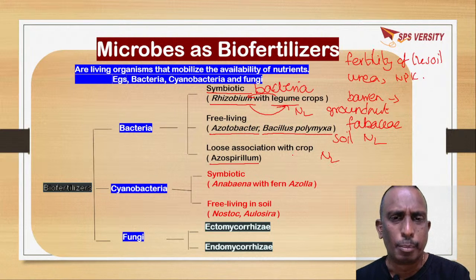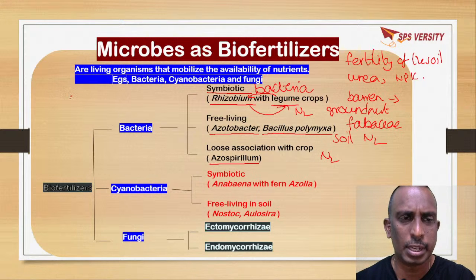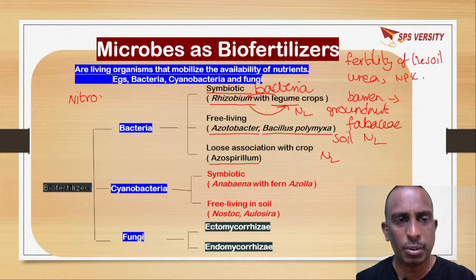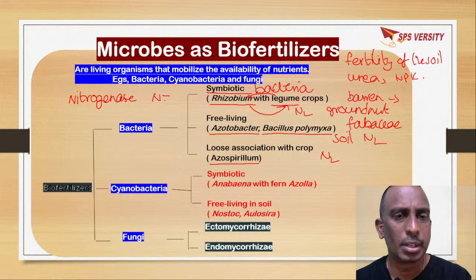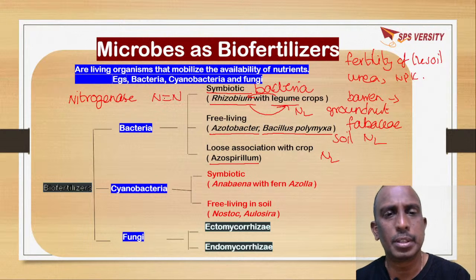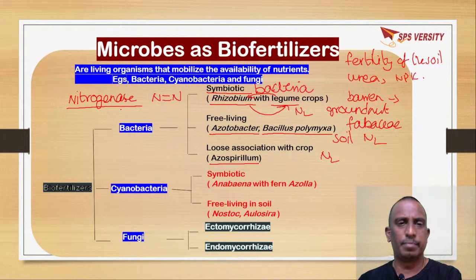So here, microorganisms can fix atmospheric nitrogen. Why? Because microorganisms have an enzyme called nitrogenase, which is not seen in plants. So plants cannot break the triple bond present between the nitrogen atoms. Nitrogenase is the enzyme which will break this and convert it into ammonia, nitrate, nitrite.